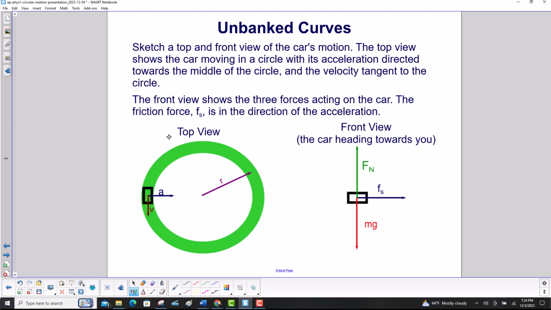Sketch a top and a front view of the car's motion. The top view shows the car moving in a circle with its acceleration directed towards the middle of the circle and the velocity tangent to the circle. The front view shows the three forces acting on the car. The friction force, F sub s, is in the direction of the acceleration, right? Because you're going around in a circle.